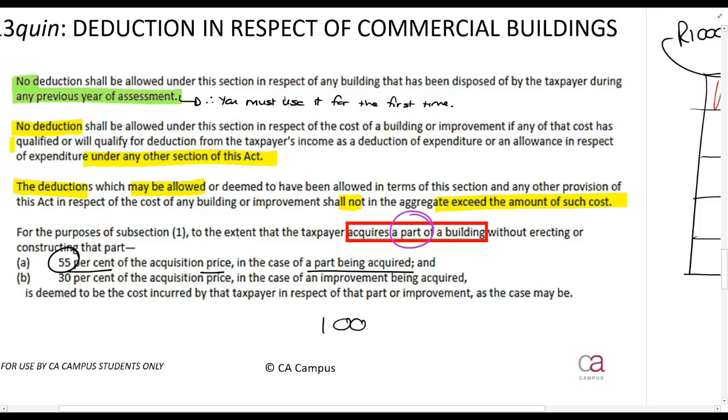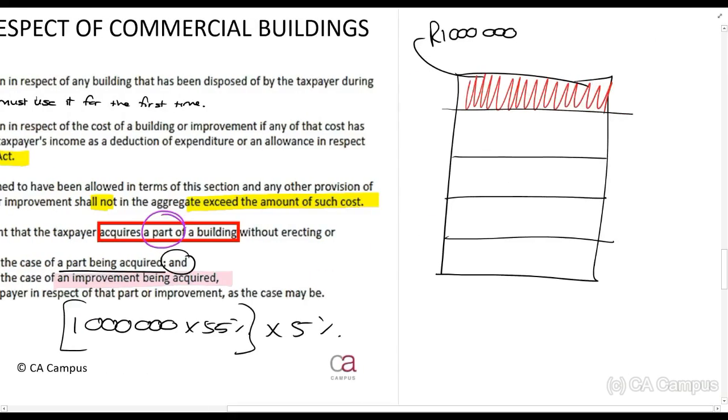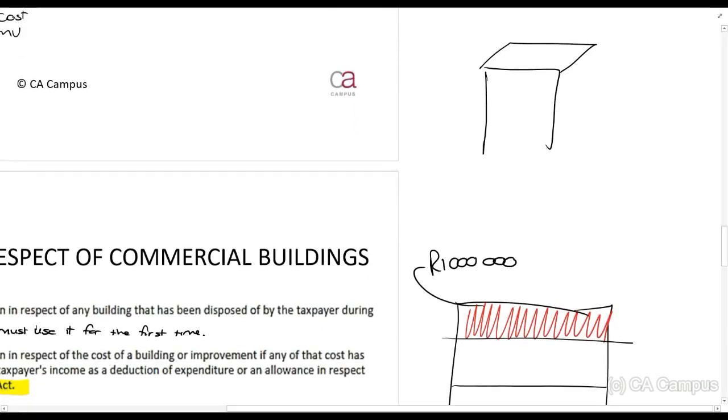So 1 million times 55%, that's what they mean there. That times 5% you can claim. Or, and this one is not very common, guys, 30% if you're buying an improvement. Okay, so what does that mean? Here's a building, second hand. Can you claim this allowance?